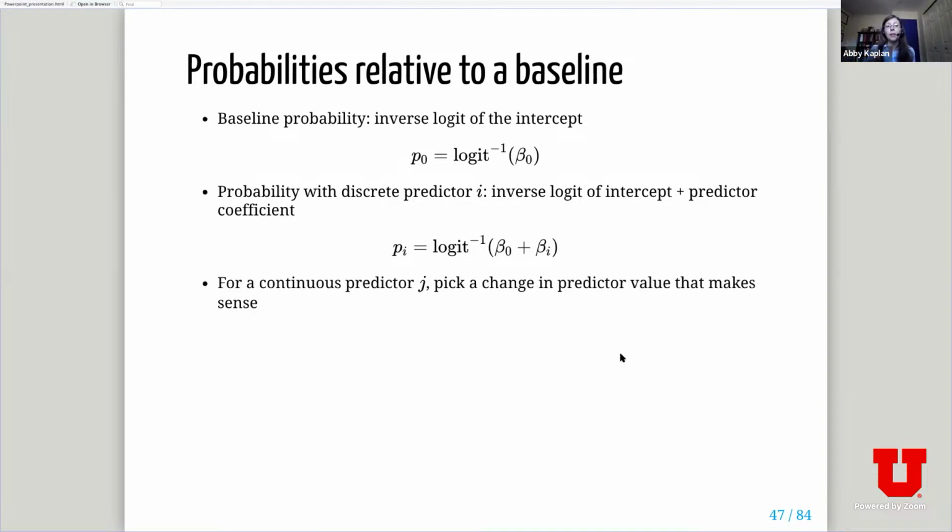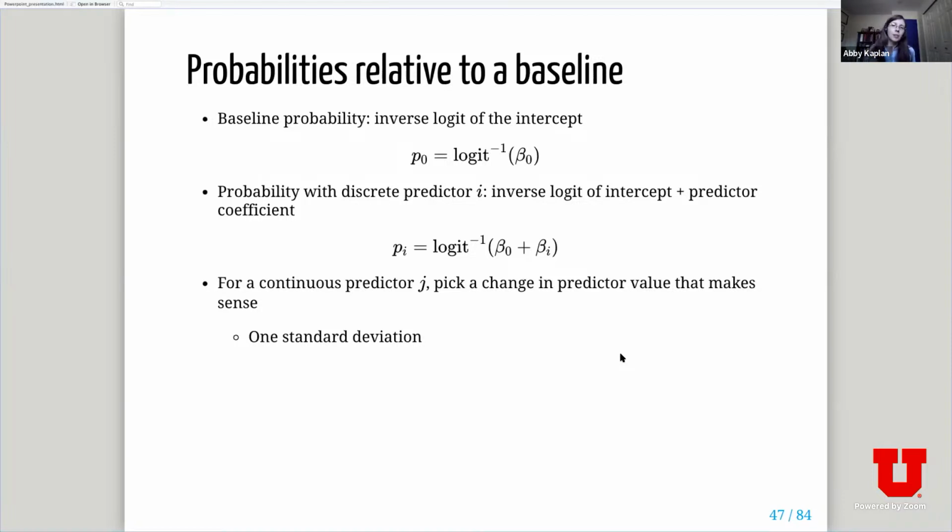We can do the same thing with continuous predictors, although it's tricky there because a continuous predictor is not on-off, right? Wear glasses, you wear them or you don't, but prior GPA, it's not that you have it or you don't, it's that it's a particular quantity. But we can look at the change in probability for a particular change in prior GPA. So you pick a delta for that predictor that makes sense. For example, you might say, well, let's look at the change resulting from a change of 1 standard deviation in that particular predictor.